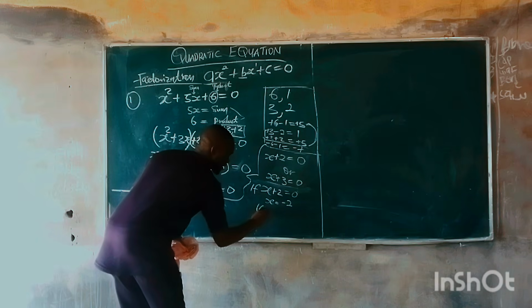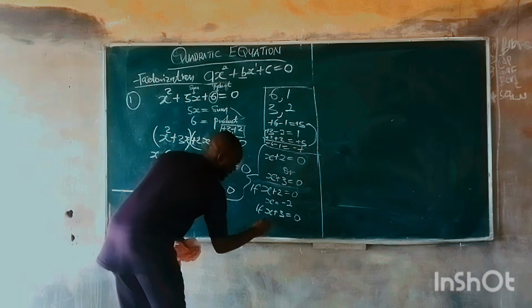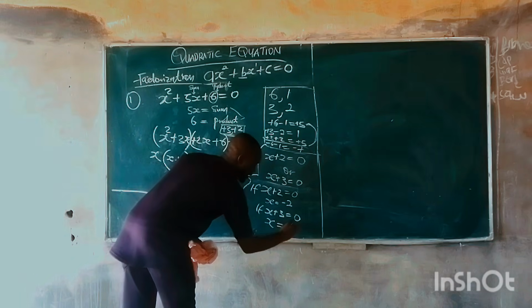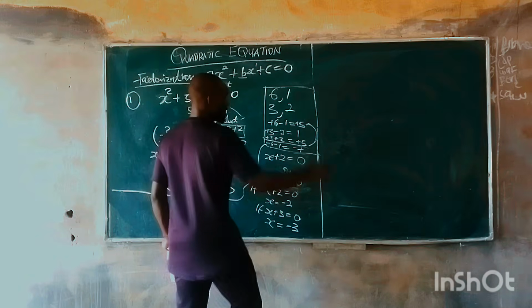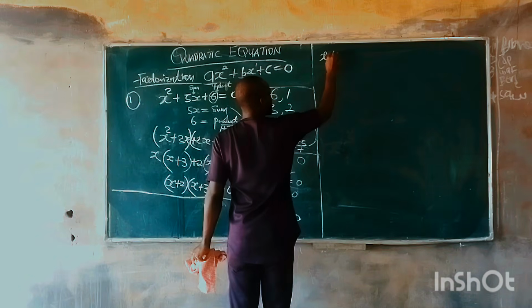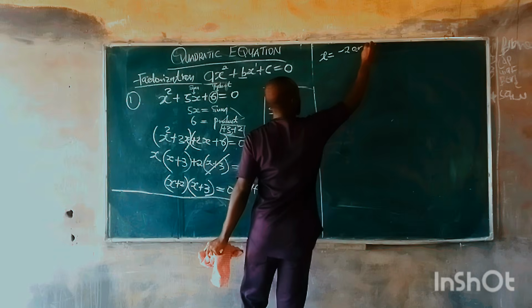Then if x plus 3 is equal to 0, we find out that the value of x now becomes minus 3. Now we are done solving the quadratic equation. We find out that the value of x is now equal to what? Minus 2 or minus 3.